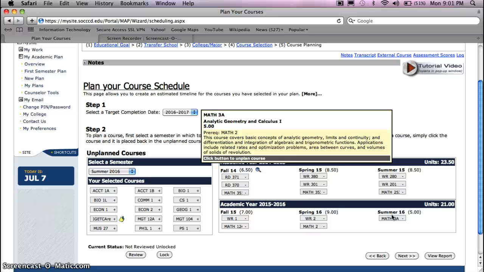Now that I've got that populated, I'm going to go ahead and go back and start to build in some of my different general eds and some of my major prereqs as well.